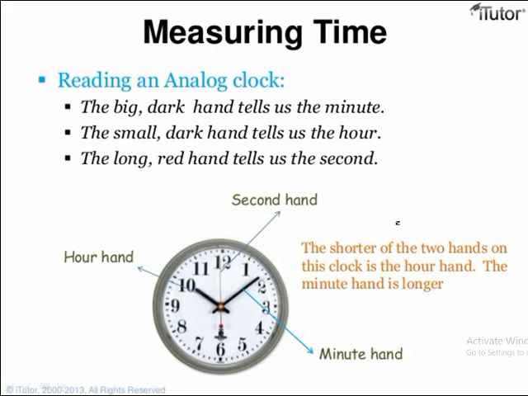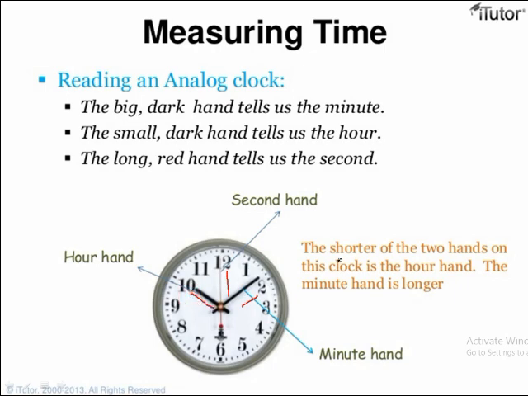Reading an analog clock, the big dark hand tells us the minute. As you all know, which hand tells you what. You can see the minute hand, the second hand and the hour hand, so there shouldn't be any problem. The long one is the minute hand, this one is the second hand and this is the hour hand.